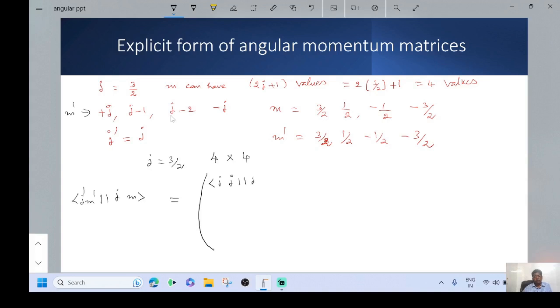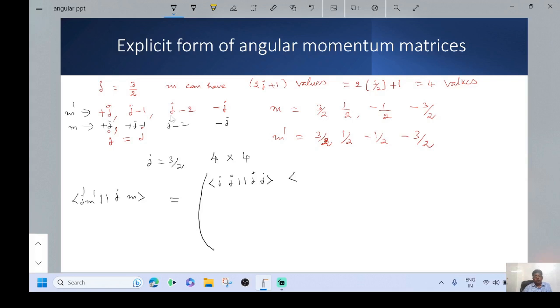Then write down as such, j, m. m is also having the same value, that is varying from plus j to minus j: j, j minus 1, j minus 2, up to minus j. These are the possible values of m. Put the value of m equal to j here.